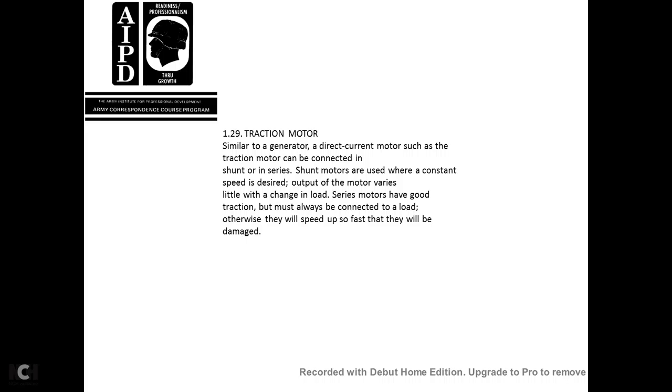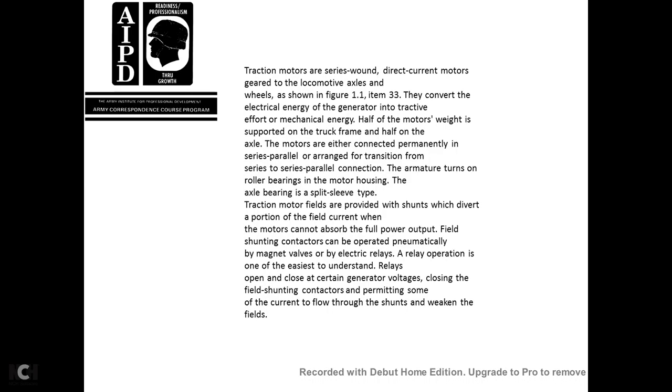Figure 129, the traction motor. Similar to the generator, the direct current motor, such as the traction motor, can be connected as shunt or series. Shunt motors are used at constant speed, since the output of the motor varies little with changes of the load. Series motors are good in traction, but must always be connected to the load, otherwise they will speed up so fast that they will be damaged.